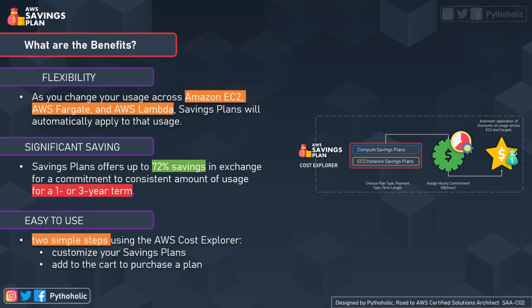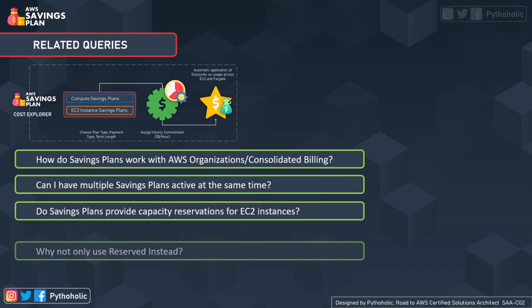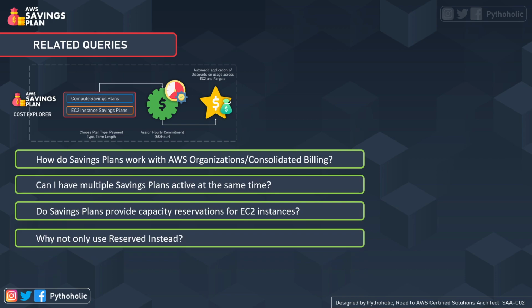And last but surely not the least is the ease of usage. So it's very easy to use. And there are like 2 simple steps using the AWS Cost Explorer by which you can get this done. So the first step is obviously customize your saving plan and then feed the commitment price and then add to the cart and purchase the plan. So that's very simple. And there are some of the FAQs that I wanted to share with you that I felt might be important for you, and you might ask them in the comment section. So I thought, why not put them across ahead of time?